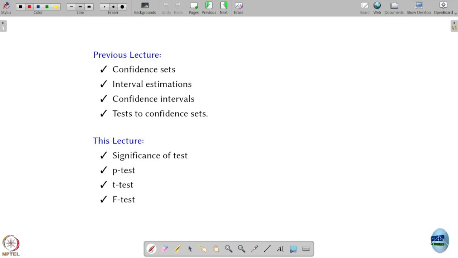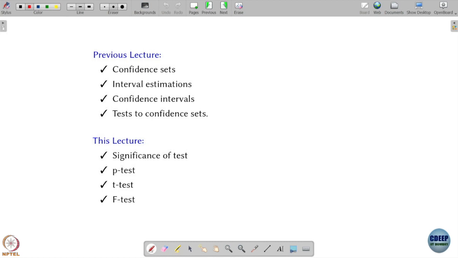So in this lecture, we are going to talk about, given a test to estimate some parameter, how good is it, like how confident we are about our null hypothesis. For that, we are going to study various tests like the p-test, t-test, and F-test, and how to quantify them using something called the significance of a test. Okay, so let's get started with the p-test, or rather the p-value. Maybe it would be more appropriate to call it a p-value rather than a p-test.